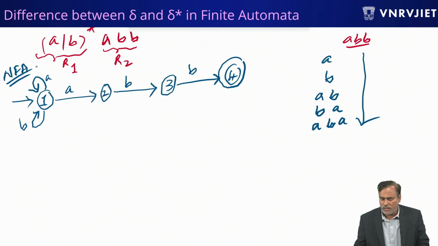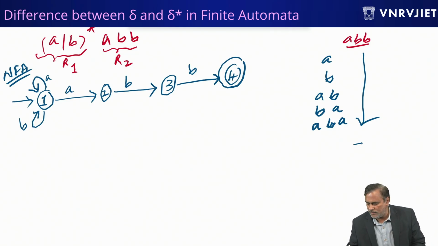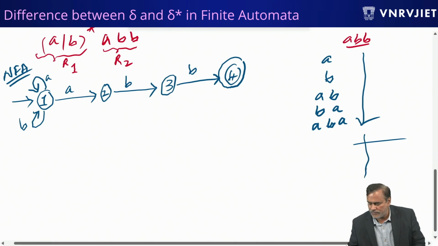Now we look at what delta and delta star are with respect to this. You know that for a single input symbol, delta of qa is delta star of qa, and delta star of q on epsilon is q itself. If you take a transition table for this NFA, it looks as follows.